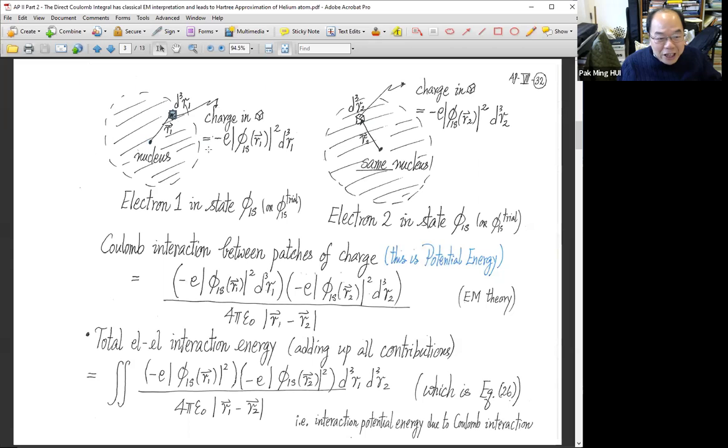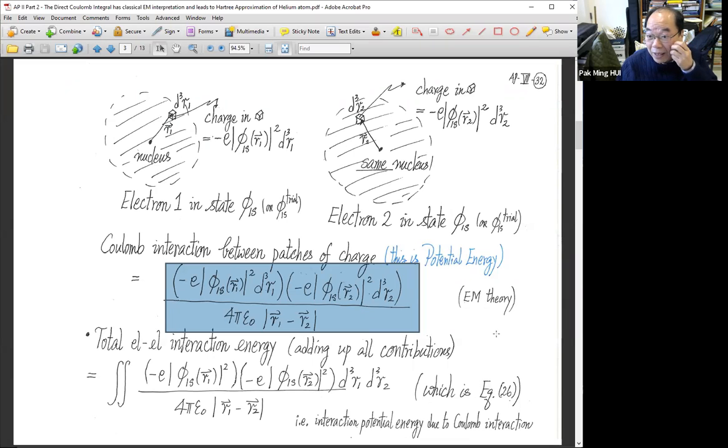The bit of charge here is given by this bracket. I don't want to plot it on the same graph, so this is the same nucleus. Then for the second electron, electron number 2, that is the bit of charge represented by there. This bit will interact with that bit. If I plot it together, it will be here. And then the Coulomb interaction energy will be like this. So this is the classical electromagnetic interpretation.